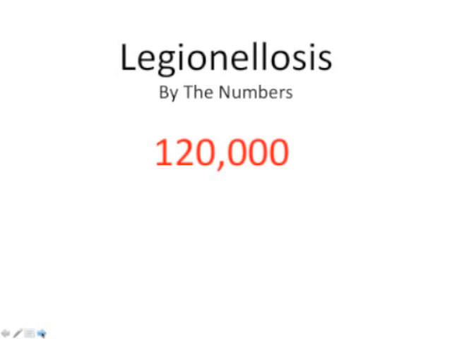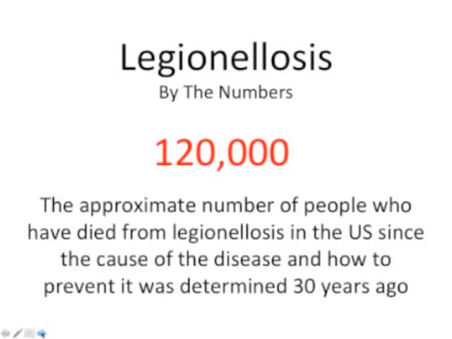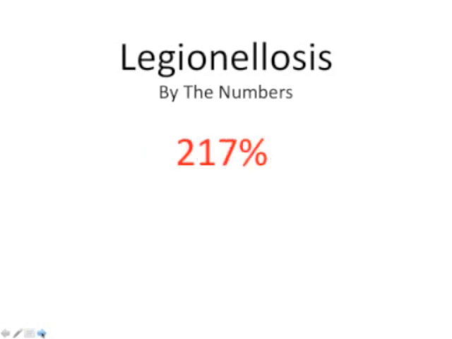What do you suppose that number is? 120,000. In regard to Legionellosis, it is the approximate number of people who have died from Legionellosis in the U.S. since the cause of the disease and how to prevent it was determined 30 years ago. And that's just an astonishing number, and in many regards unacceptable. And I know we're kind of preaching to the choir here too, especially those of you in the UK, but also around Europe.